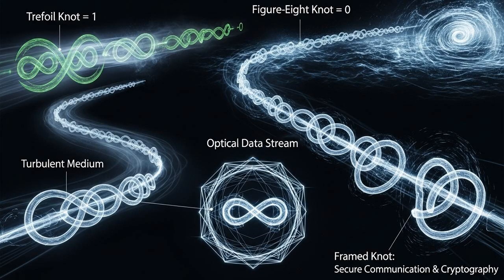This is where things get really exciting. Because different knots are topologically distinct, they can be used to encode information. A trefoil knot could be a 1, and a figure-8 knot could be a 0. The knot's robustness means this data could be sent through turbulent air or water with fewer errors. Add a twist to the polarization field around the knot, creating a framed knot, and you can encode even more information, creating a potential basis for ultra-secure cryptographic keys.